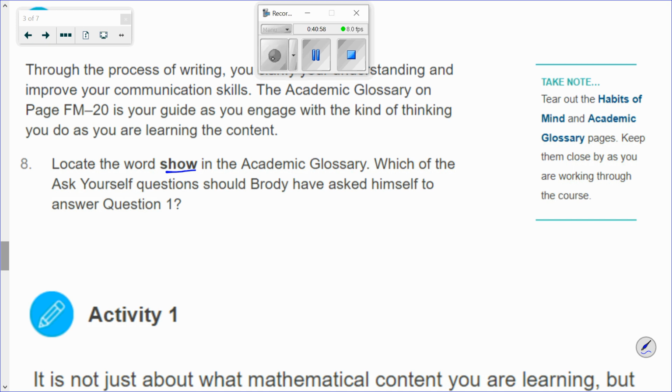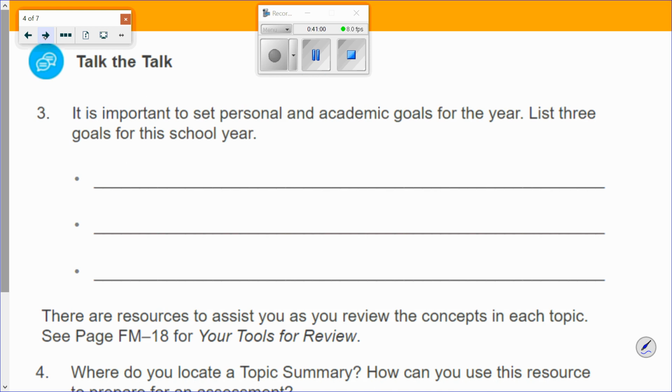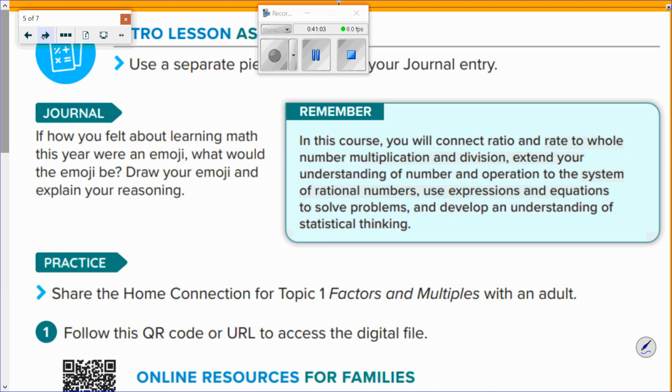Okay, let's go over your homework really quickly. Your homework is page FM 17. Everyone should have torn it out of your books now. You're leaving the books here and just taking the homework pages with you. On this one, you have a journal. If how you felt about learning math this year were an emoji, what would the emoji be? Draw your emoji and explain your reasoning. So draw an emoji explaining how you're feeling about math this year. Explain what your emoji means.